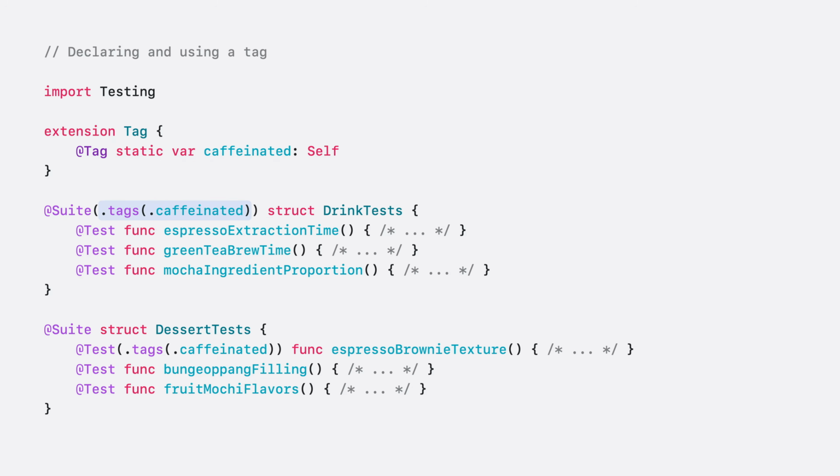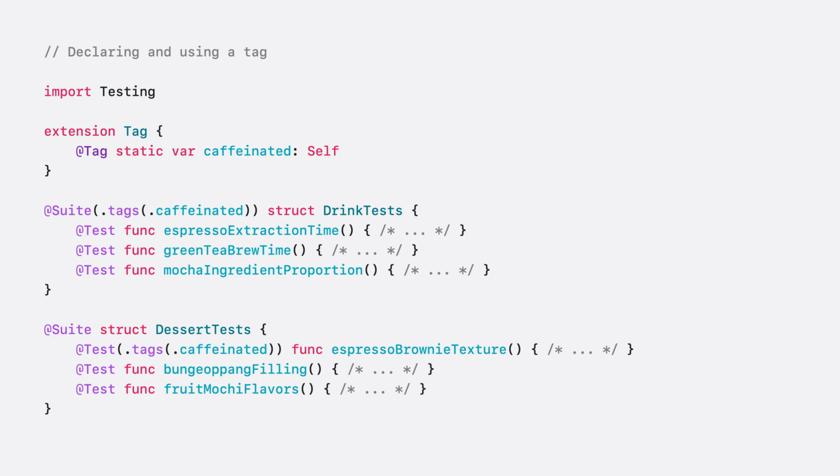You can add it at the suite level for drink tests because all the drinks used in those tests are caffeinated and tests inherit tags from their suites. Then, you can add it to espresso brownie texture. It's the only caffeinated food in dessert tests, so you wouldn't want to add it to the entire dessert test suite.